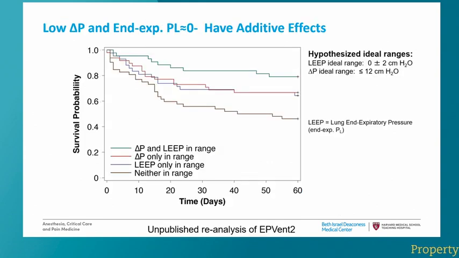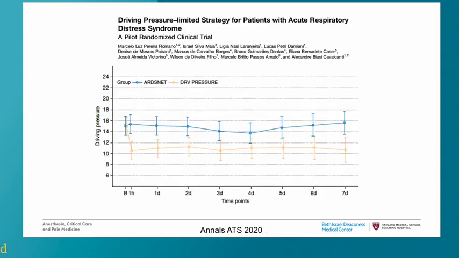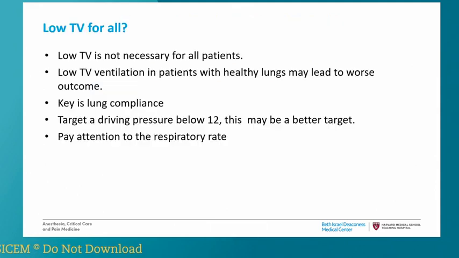We've looked at data from the EPVent-2 trial and seen that if you combine, it's a little hard to tell here, but if you combine a lower driving pressure, less than 12, together with PEEP set to a transpulmonary pressure of 0, you receive a better outcome than if you do one or the other individually. And this small trial out of Brazil has shown that you can target driving pressure in your mechanical ventilation. So they randomized patients to driving pressure driven ventilation versus ARDSNet ventilation and found that you can actually manipulate driving pressure at the bedside to achieve a targeted ventilation.